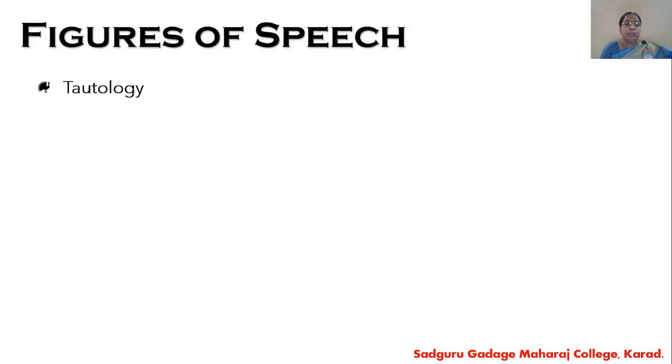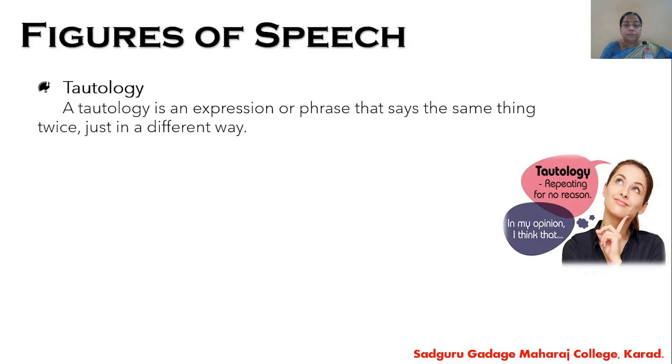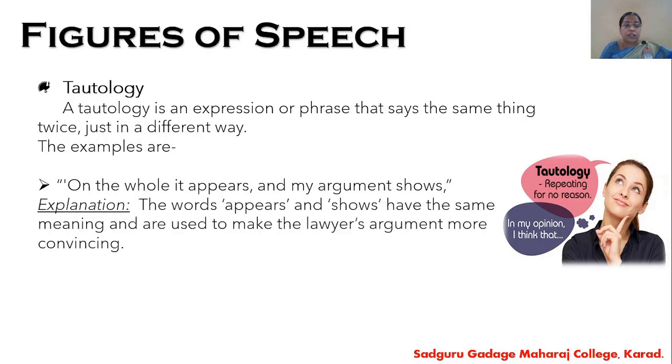Next figure of speech is tautology. Tautology is an expression or phrase that says the same thing twice, just in a different way. The examples are: on the whole it appears and my argument shows. Explanation: the words appears and shows have the same meaning and are used to make the lawyer's argument more convincing.